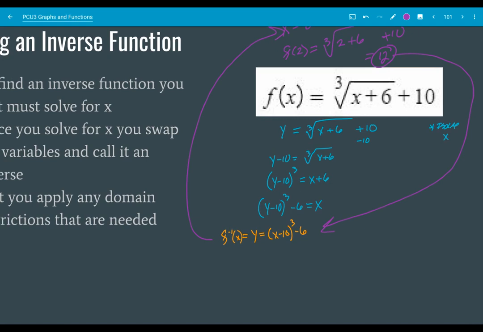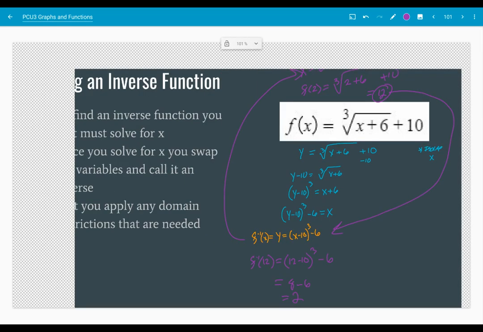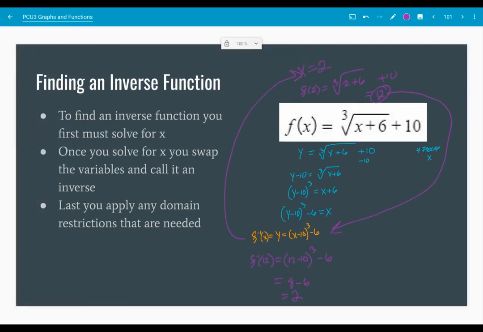So let's check and see. f inverse of 12 equals 12 minus 10 cubed minus 6. So let's see, 12 minus 10 is 2. 2 cubed is 8, minus 6 gives me 2. So there we go. That's your full circle. That's your test to know whether your inverse function is correct.